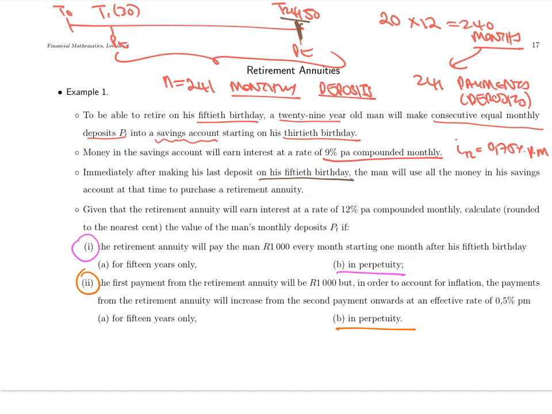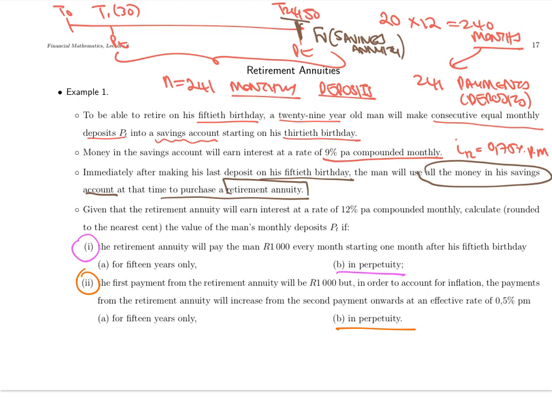Then the question goes on to say that immediately after his last deposit on his 50th birthday, which means there at T241, the man will use all of the money in his savings account. So all of the money in his savings account is the future value of his savings annuity. And what he's going to do with that is purchase a retirement annuity. I explained what a retirement annuity is. It's an annuity where you make a lump sum deposit at the beginning and you make withdrawals at regular points in time thereafter in order to fund your own income. Given that the retirement annuity will earn interest at a rate of I star 12, which is equal to 1% per month, calculate the value of the man's monthly deposits PT.